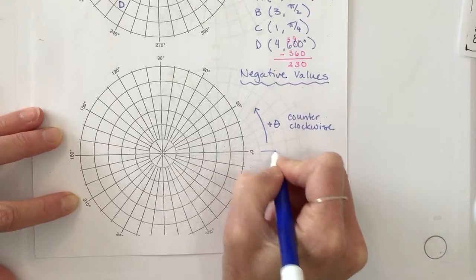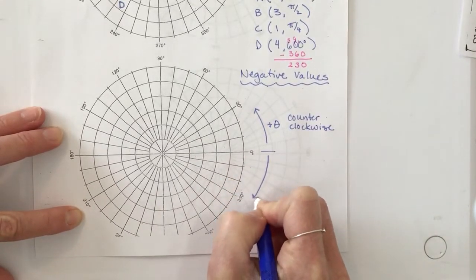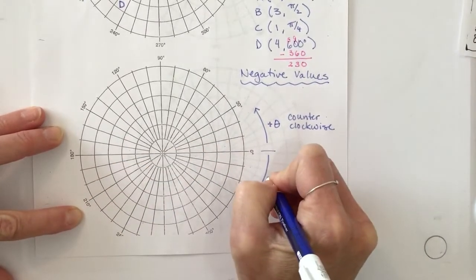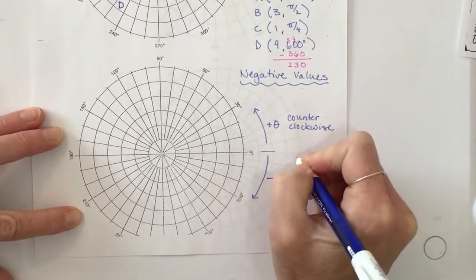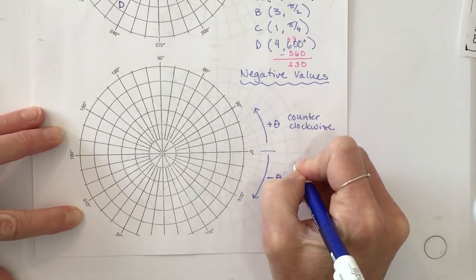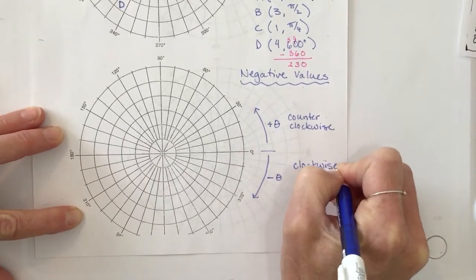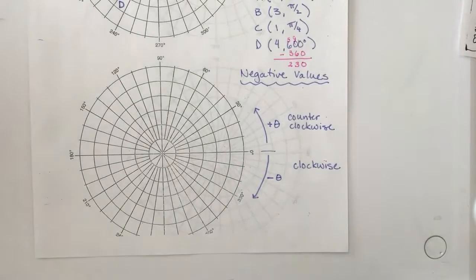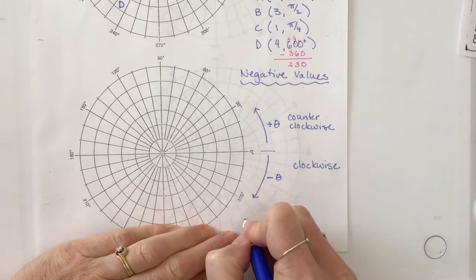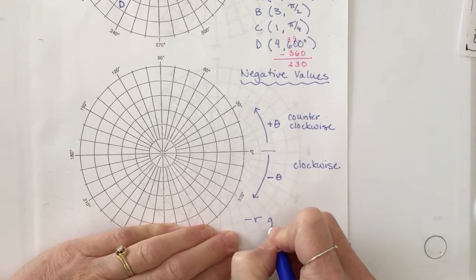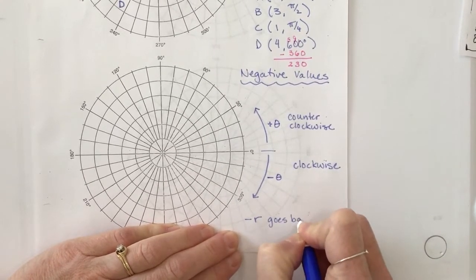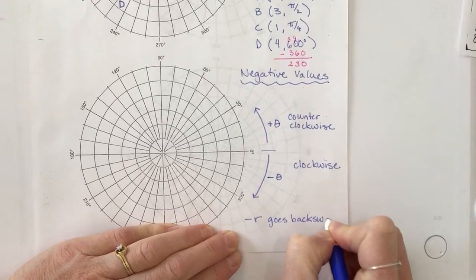And if we go this way, clockwise, that's a negative theta. So that's clockwise. Now the big difference here, which we didn't know, negative R goes backwards. And you're like, what does that mean? So negative R goes backwards. So I'll do a couple of examples.